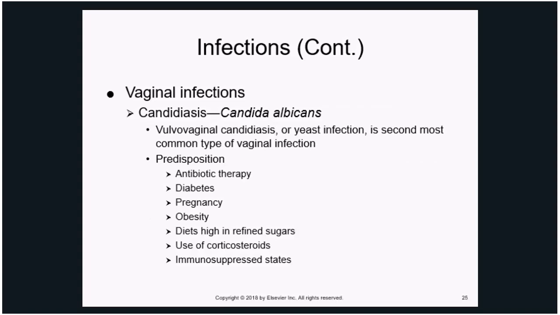Other vaginal infections include candidiasis or Candida albicans. It's vulvovaginal candidiasis, or yeast infections, the second most common type of vaginal infection. Predisposition includes recent antibiotic therapy, diabetes, pregnancy, obesity, diets high in refined sugars, use of corticosteroids, and also patients that have an immunosuppressed state.